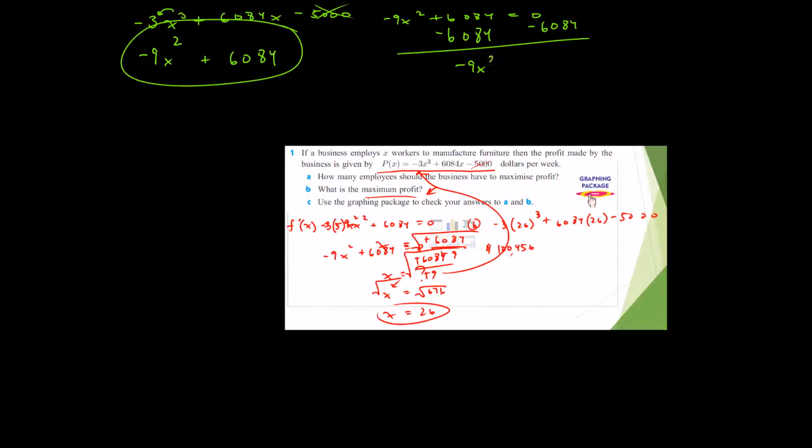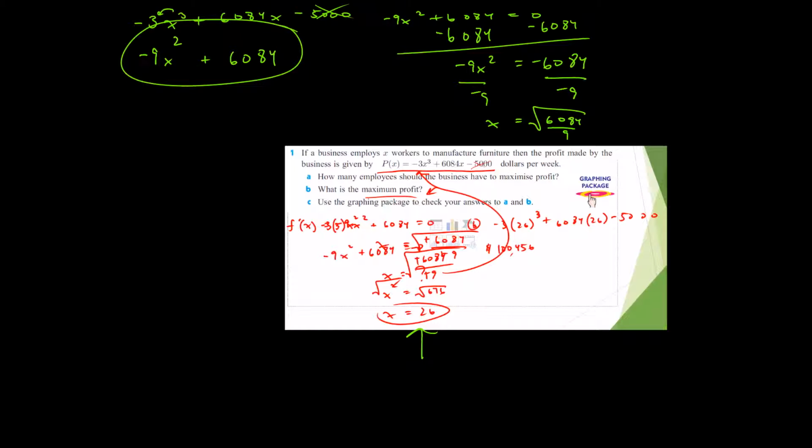So let's do negative 9x squared equals negative 6084 divided by negative 9. Divide by negative 9, and we're going to get x equals the square root of 6084 over 9. You can divide that out and see what you come out with, but you should come out with x equals 26. Now, this is the x value at which the maximum profit occurs. It is not the maximum profit.